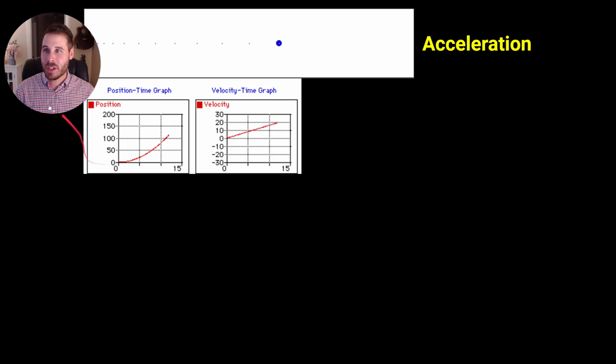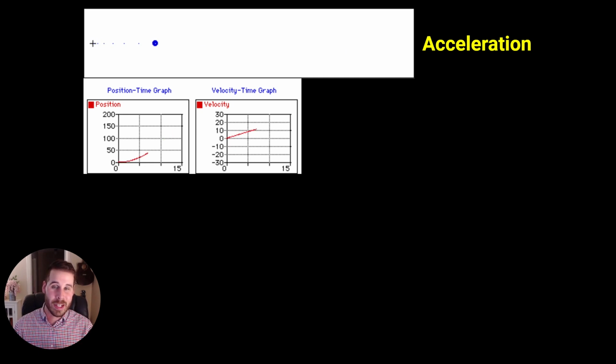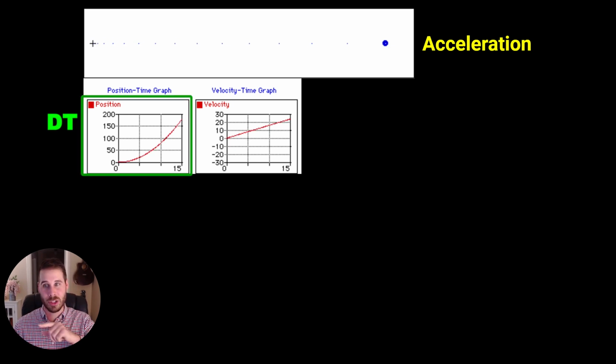So there's going to be an animation on the top here that shows an object that is starting out from rest and then accelerating to a high velocity. It also shows the DT graph on the left and the VT graph on the right that represent this motion. The DT graph is curved because the object is getting faster and faster, so the slope of that graph keeps getting higher and higher.